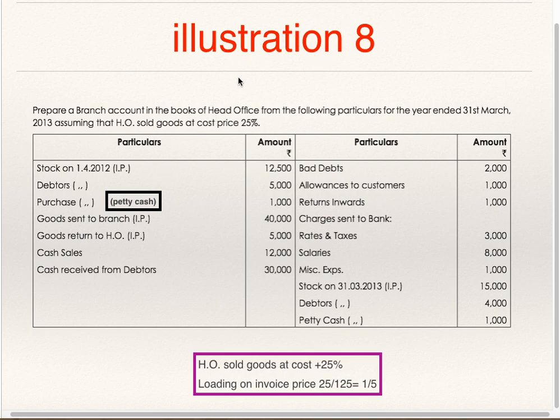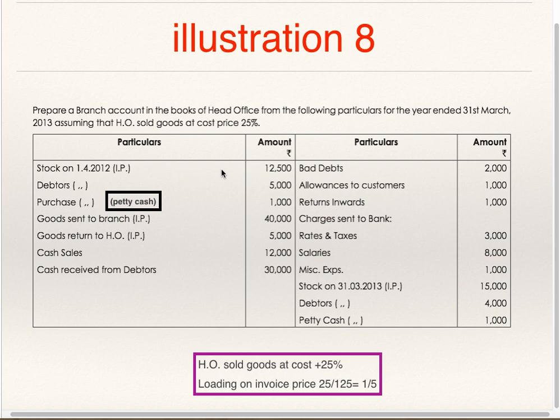Now we'll go to illustration 8. Prepare the branch account in the books of head office from the following particulars for the year ended 31st March 2013, assuming that head office sold goods at cost plus 25%. If cost is 100, profit is 25, invoice price is 125. Therefore, loading on invoice price will be 25 divided by 125, which is 1/5.